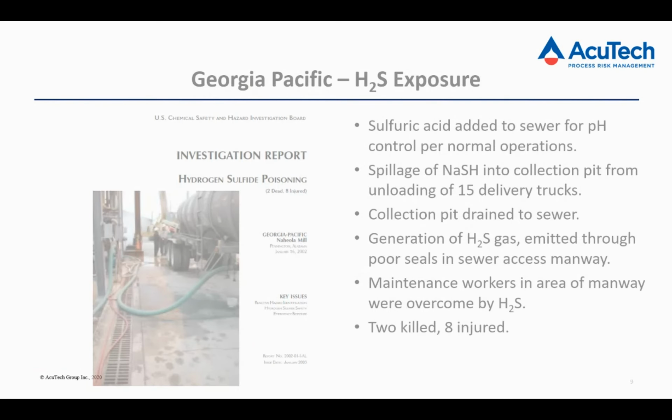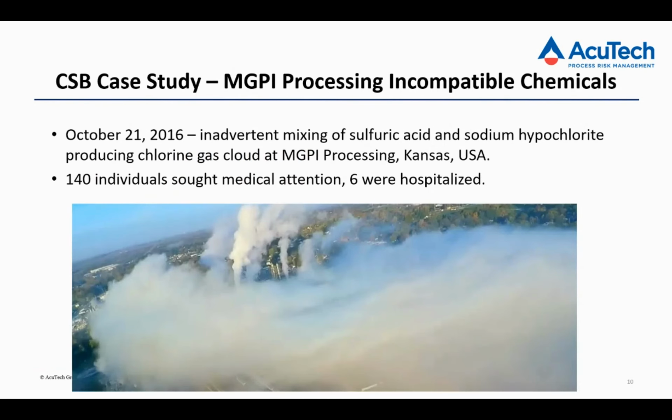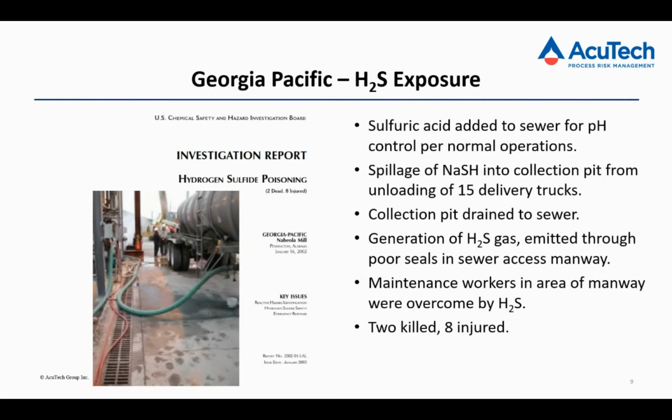Well, the NaSH reacted with the sulfuric acid and produced hydrogen sulfide gas, H2S. The H2S moved along in the sewer. Again, this was an underground sewer, but there was a poorly sealed access manway, and the H2S got out above ground, where it impacted a maintenance crew who was working near that manway. Two of the maintenance crew were killed and another 8 were injured. So here there were really 3 unrelated activities: sulfuric acid going in normally, truck unloading, and a maintenance crew.